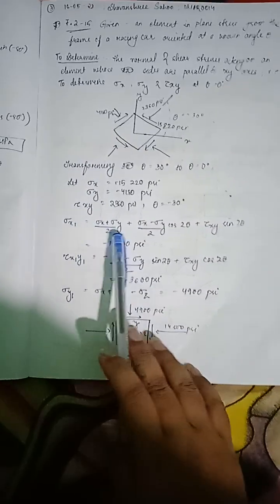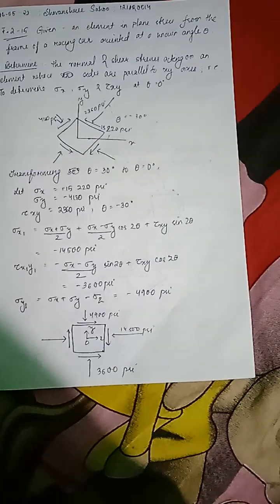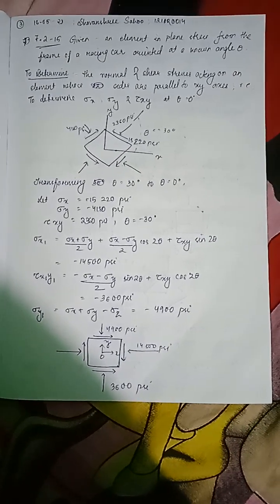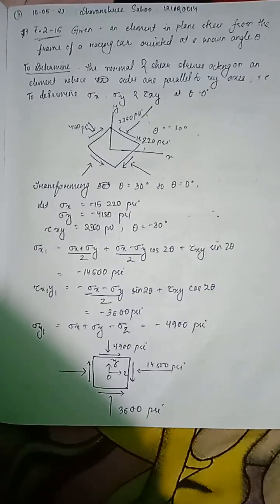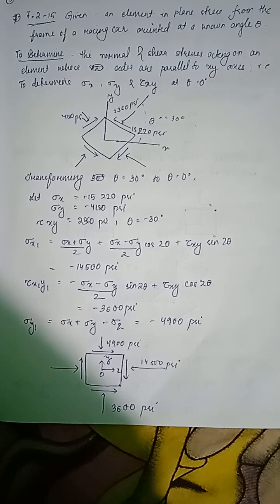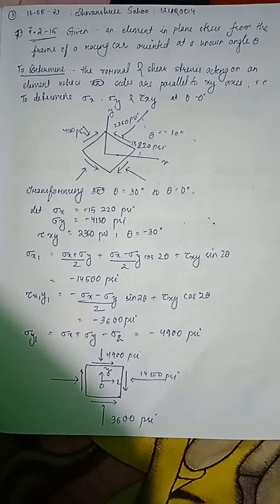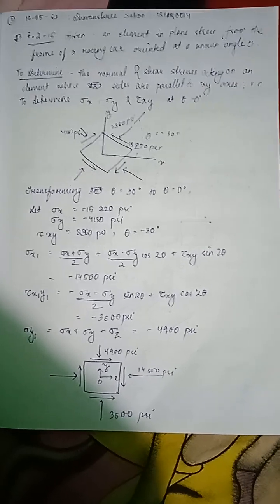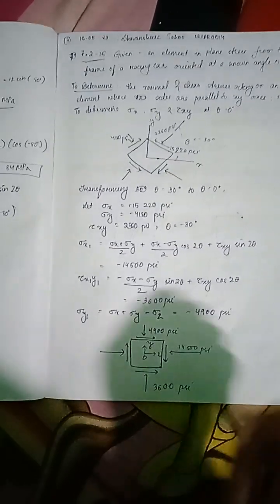So sigma x1 is equal to (sigma x plus sigma y)/2 plus (sigma x minus sigma y)/2 cos 2 theta plus tau xy sin 2 theta, which is minus 14,500 psi. Tau x1y1 is equal to minus (sigma x minus sigma y)/2 sin 2 theta plus tau xy cos 2 theta, which is equal to minus 3600 pounds per square inch. And sigma y1 is equal to sigma x plus sigma y minus sigma x1, which is minus 4900 pounds per square inch. And this is the diagram.